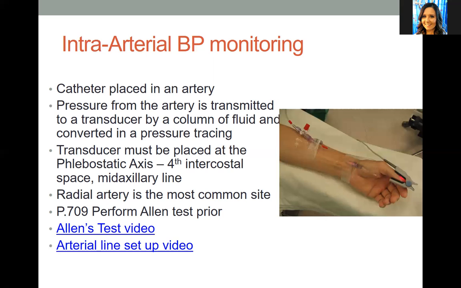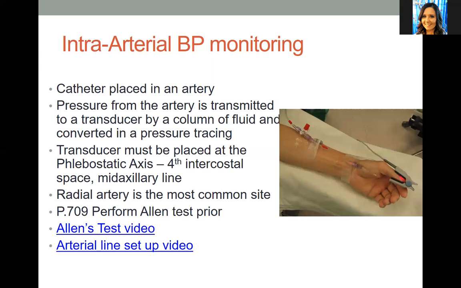So these transducers are where the magic happens, but they have to be placed at a certain spot in the body. They have to be placed at the phlebostatic axis, which is the intersection of the fourth intercostal space and the mid-axillary line. That's where the atrium is in your heart. The point never changes. However, when the position of your patient changes, that point may move, but it's still the fourth intercostal space, mid-axillary line.